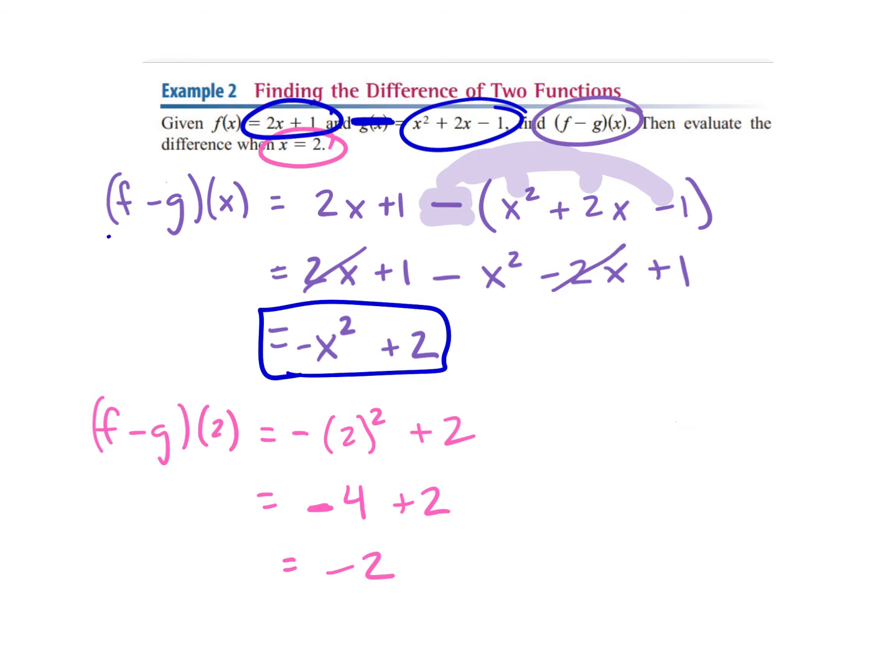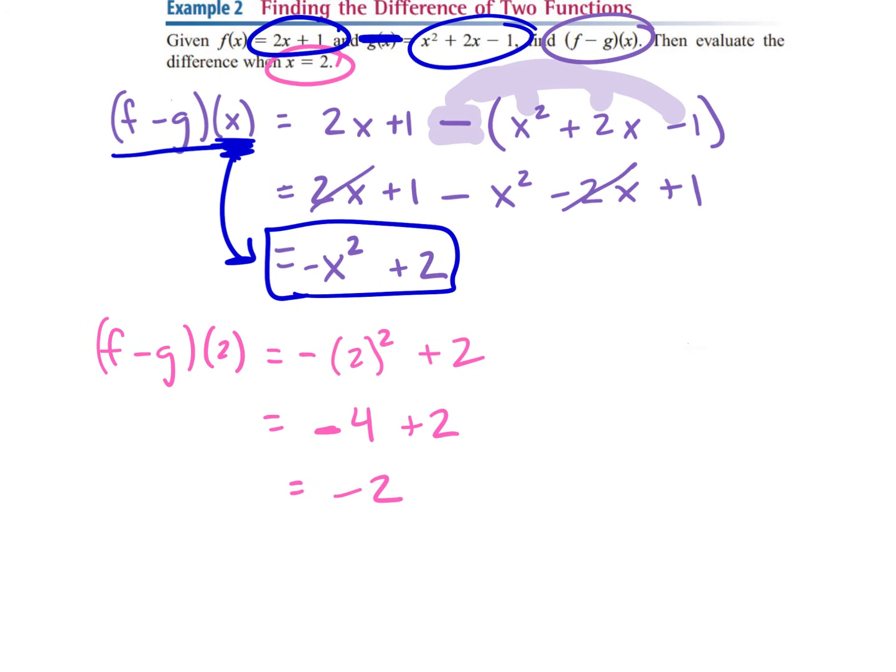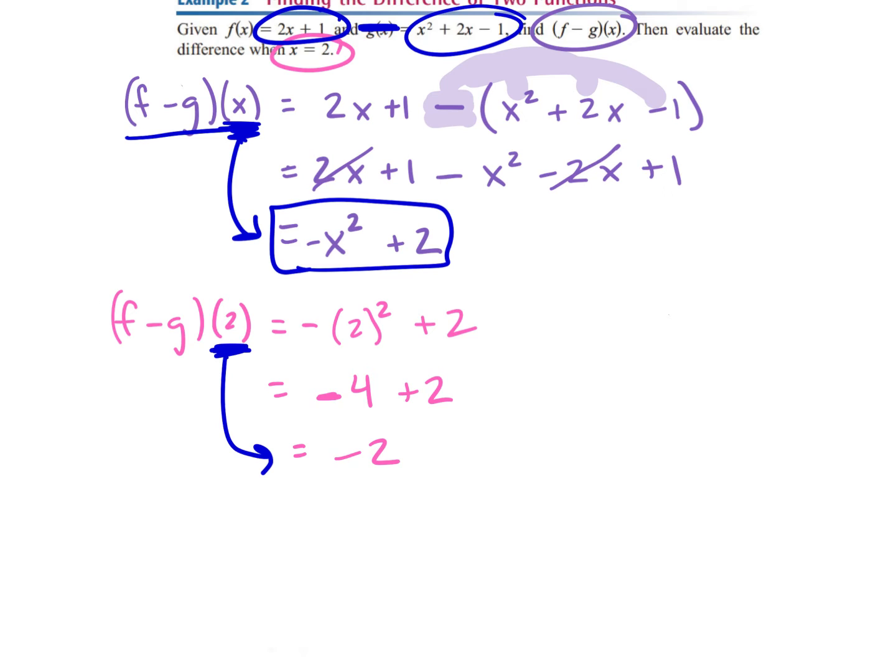Notice how for f minus g of x, we have an x here, we have x's in our answer, and for f minus g of 2, we have a number here, so our answer is a number. That's a common mistake people make on a test: they end up having a number for their f minus g of x. You'll have x's in your answer when you're not plugging anything in, it's just x. So you should have x's in your answer for f minus g of x.